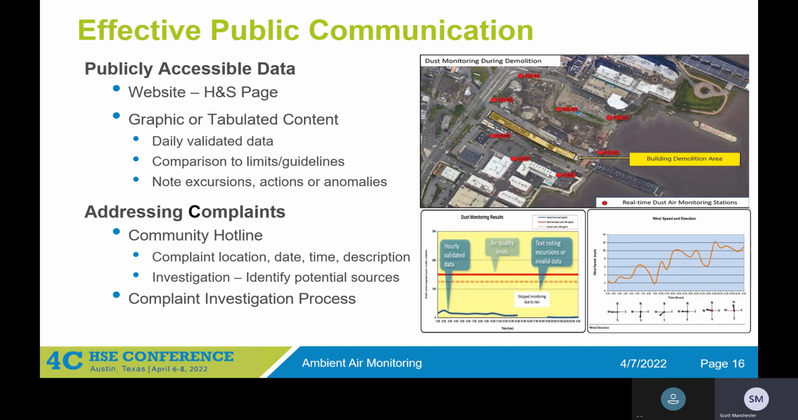The other thing we have on this page is wind speed and direction tracking, so people can tell when they're upwind and downwind of a monitoring station during the day, and they can match it up.